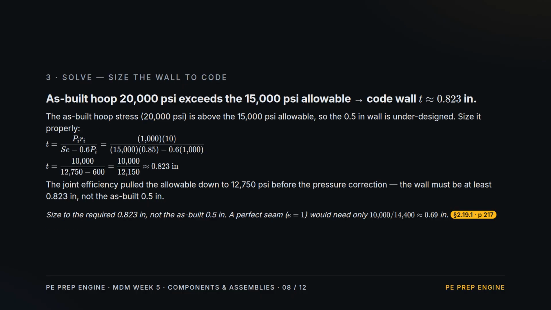Solve. Part 2. That 20,000 hoop already exceeds the 15,000 allowable, so the half-inch wall is under-designed. The code thickness works out to about 0.8 of an inch. The joint efficiency pulled the allowable down before the pressure correction. Size to that, not the as-built wall.